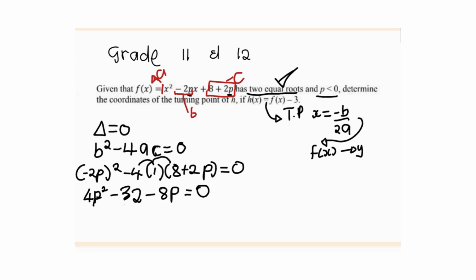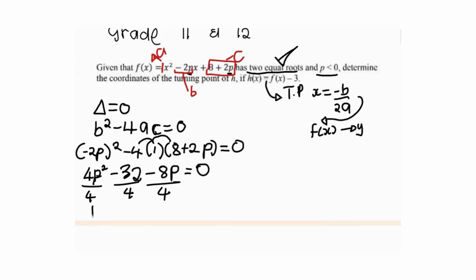So now we have a quadratic. We are looking for the value of p, but our p squared has a coefficient of 4, meaning we can divide everything by 4.